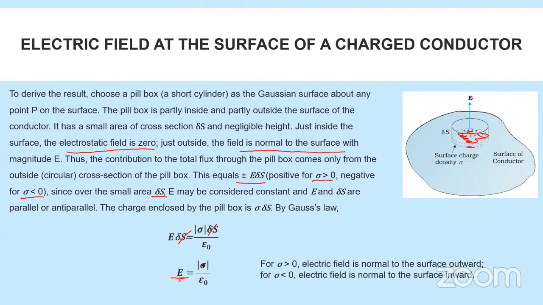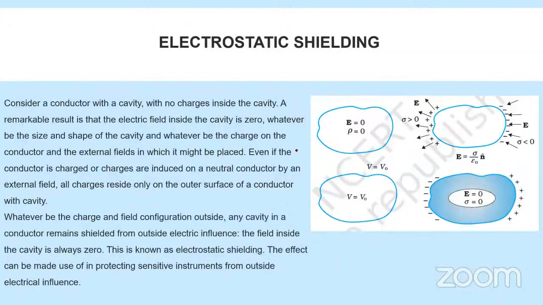If sigma is more than 0, the electric field is normal to the surface and goes radially outwards, as shown in the figure. If your surface charge density sigma is less than 0, it is negative, and the electric field is normal to the surface but going inwards. So the direction of the electric field will be opposite of what is shown here. This is how we find the electric field at the surface of a charged conductor.